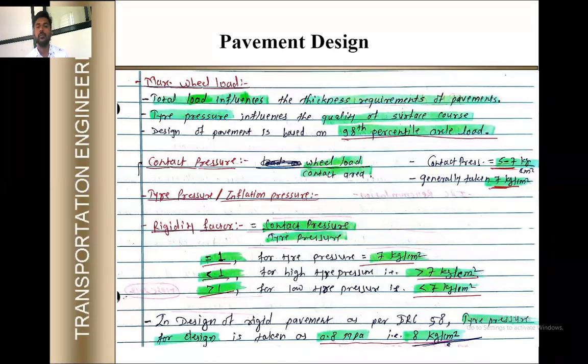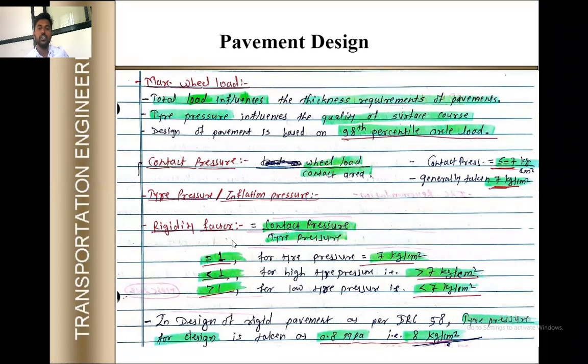Then what is meant by the contact pressure? Contact pressure is nothing but the ratio of wheel load to the contact area. The wheel load transferred on the pavement divided by the contact area over which that load is transferred. Load divided by area gives us the contact pressure. The contact pressure or the tire pressure is generally taken as 5 to 7 kg per centimeter square, and for design it is taken as 7 kg per centimeter square.